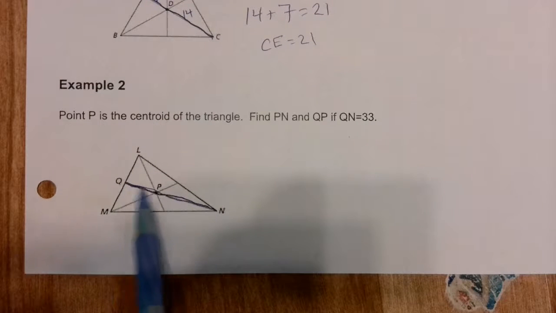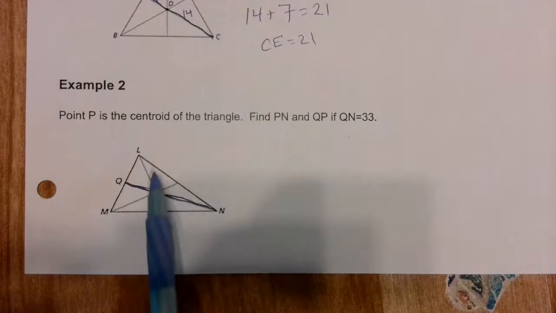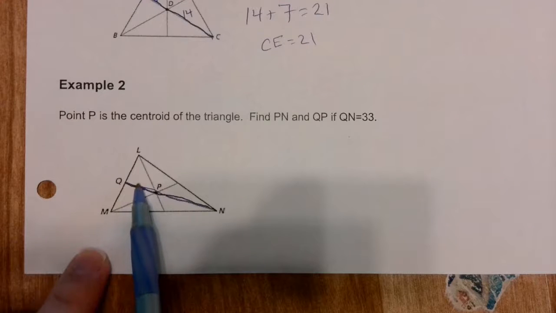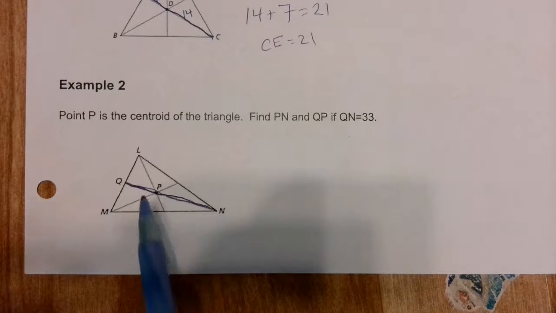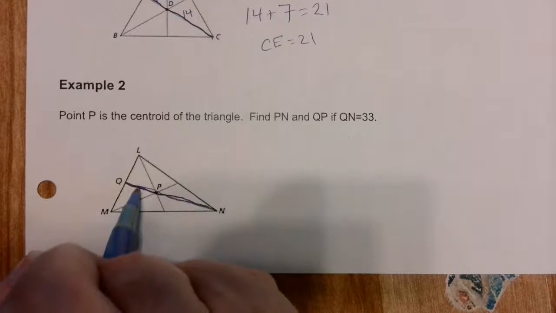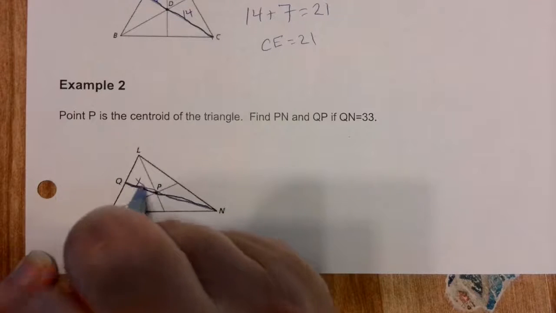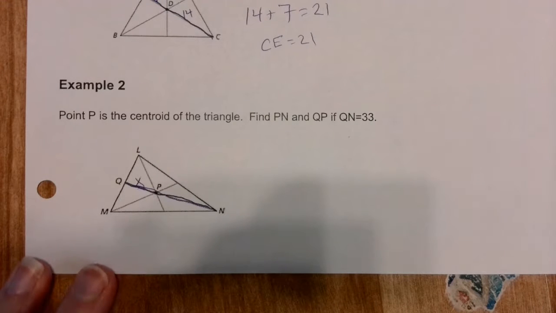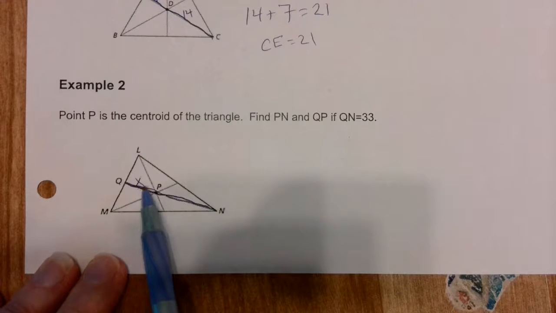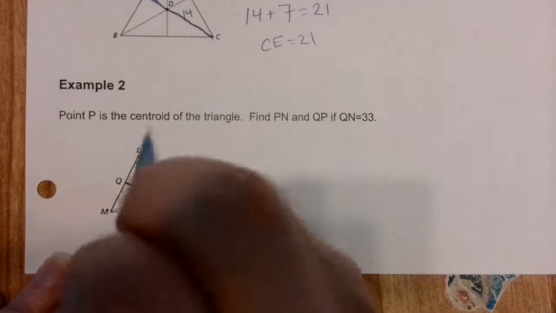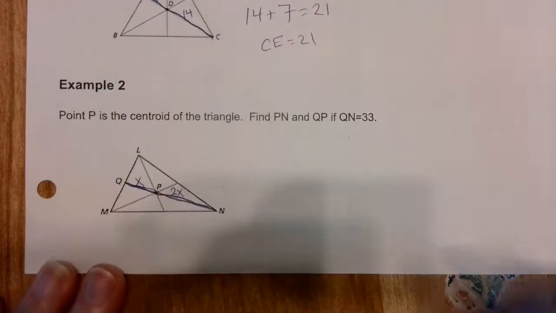And what makes example 2 harder than example 1 is that in example 1 they told us the short piece and they wanted the longer piece and then the whole piece. Here they tell us the whole piece. We kind of have to work backwards. So what I'm going to do is put an X on QP. That's some number that we don't know. Well, that's the shorter piece. The longer piece is twice that. So if this is X, this one is twice X, known as 2X.